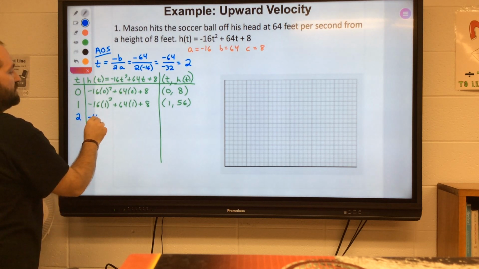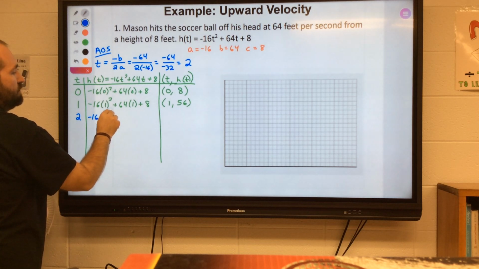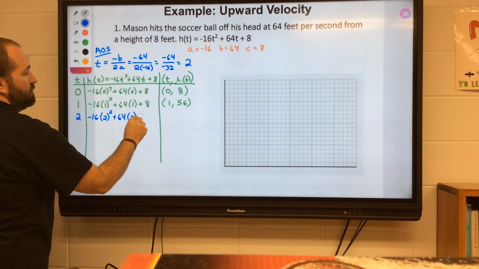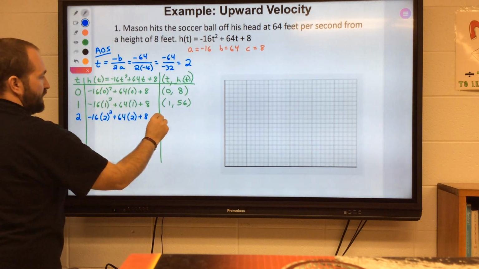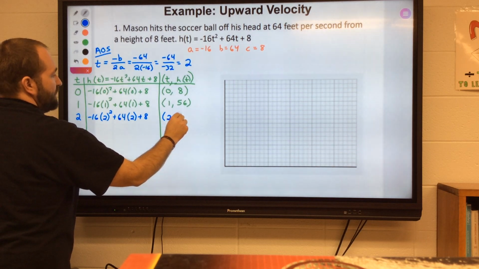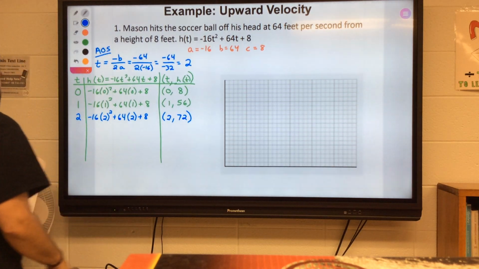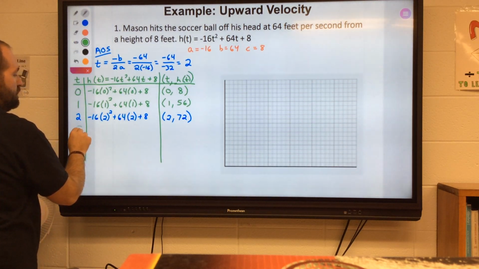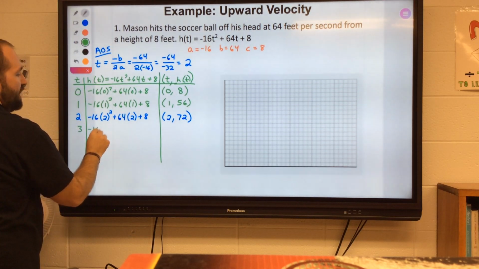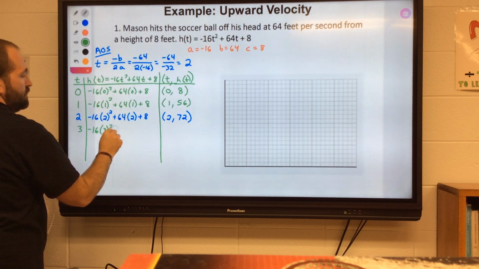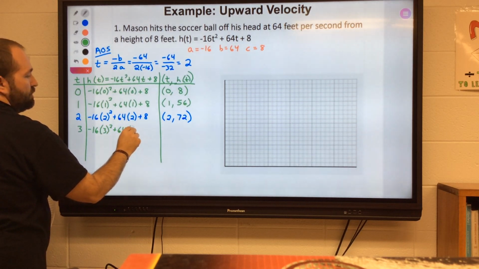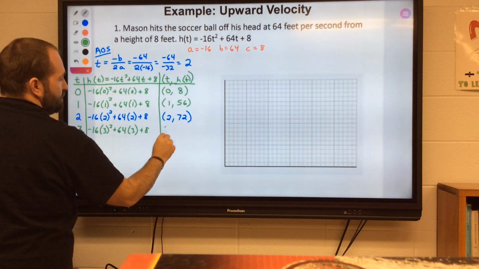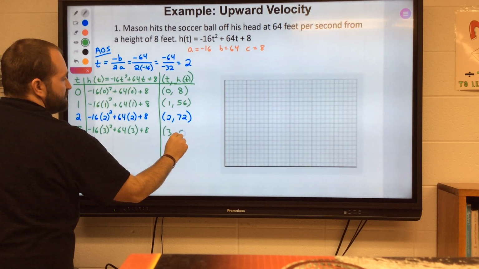I've got negative 16 times 2 squared plus 64 times 2 plus 8. When you work that out, you get 2 comma 72. And then we're going to continue. Number 3. I got negative 16 times 3 squared plus 64 times 3 plus 8. And that's going to give me 3 comma 56.